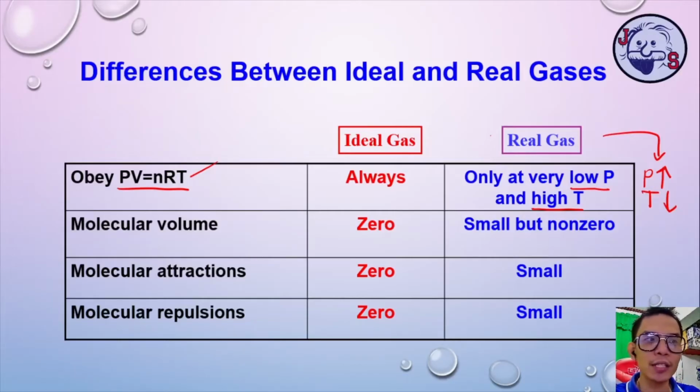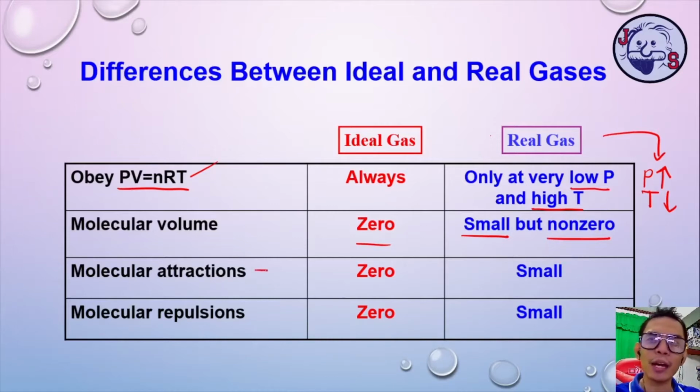The second one is the molecular volume. For the ideal gas, as the kinetic molecular theory states, it is zero. But in real gases, as long as certain conditions are met, the real gas doesn't have a zero volume. It is very small, but it is non-zero. That's the point there.